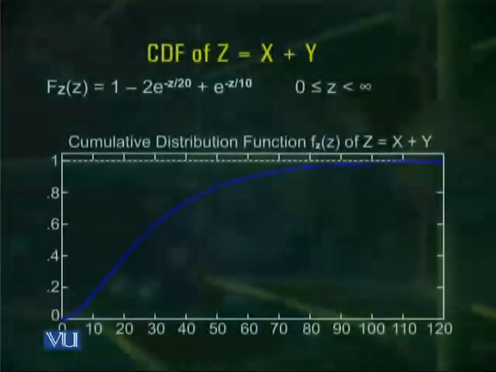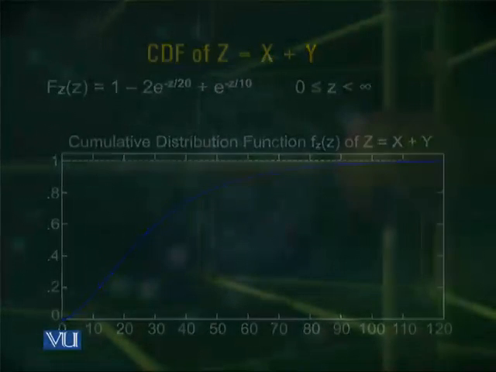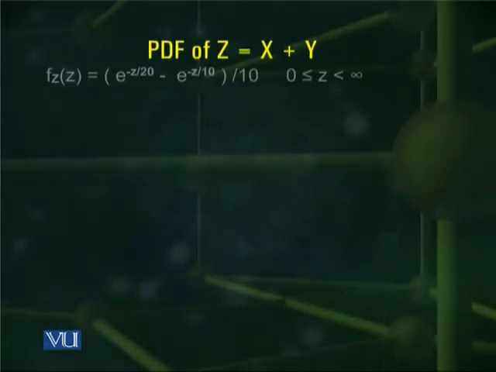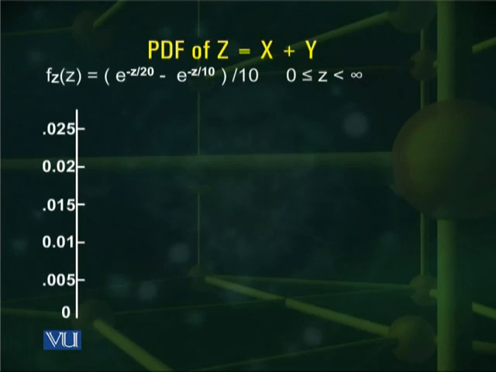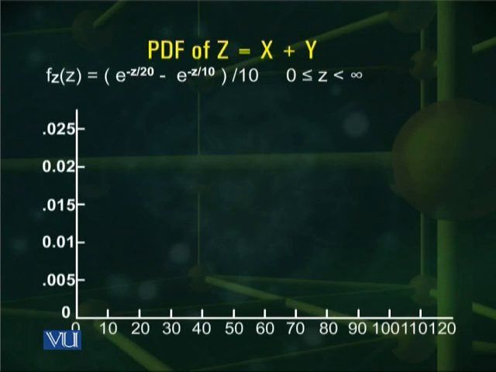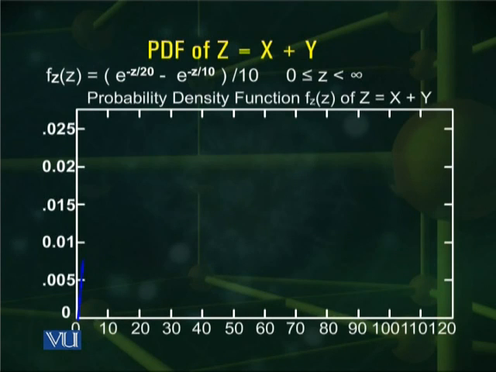And if you take the CDF, differentiate it, you can get the expression of PDF, and that expression is e raised to power minus z over 20 minus e raised to power minus z over 10 whole divided by 10. You can see this expression on the screen as well as the plot of the PDF. This expression is interesting, and you should observe that it looks like the difference of two exponential PDFs with one difference.